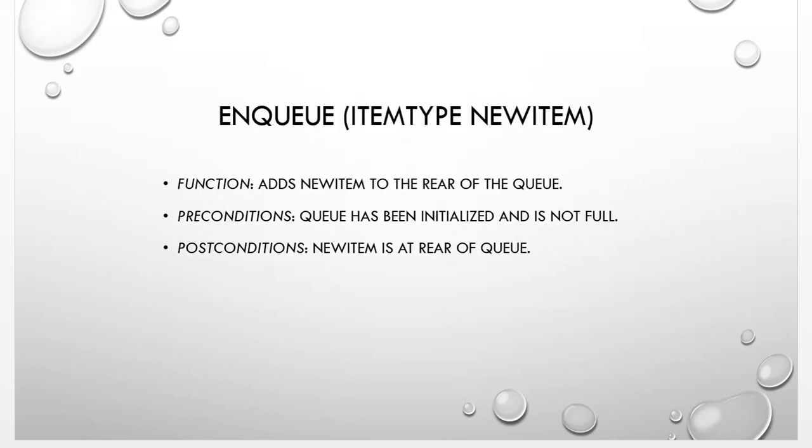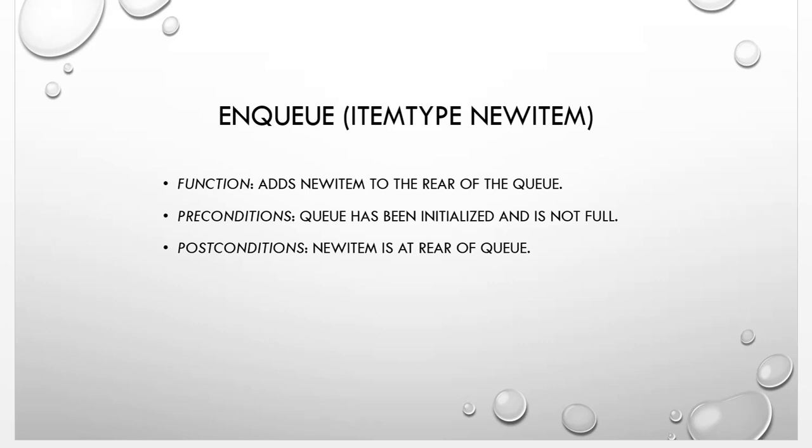So these are some of the various code implementations that you can use. So when it comes to queues, the two key operations are enqueuing and dequeuing. Enqueuing being adding a new item and dequeuing being removing an item. So enqueuing, as we said, adds a new item to the back or to the rear of the queue.